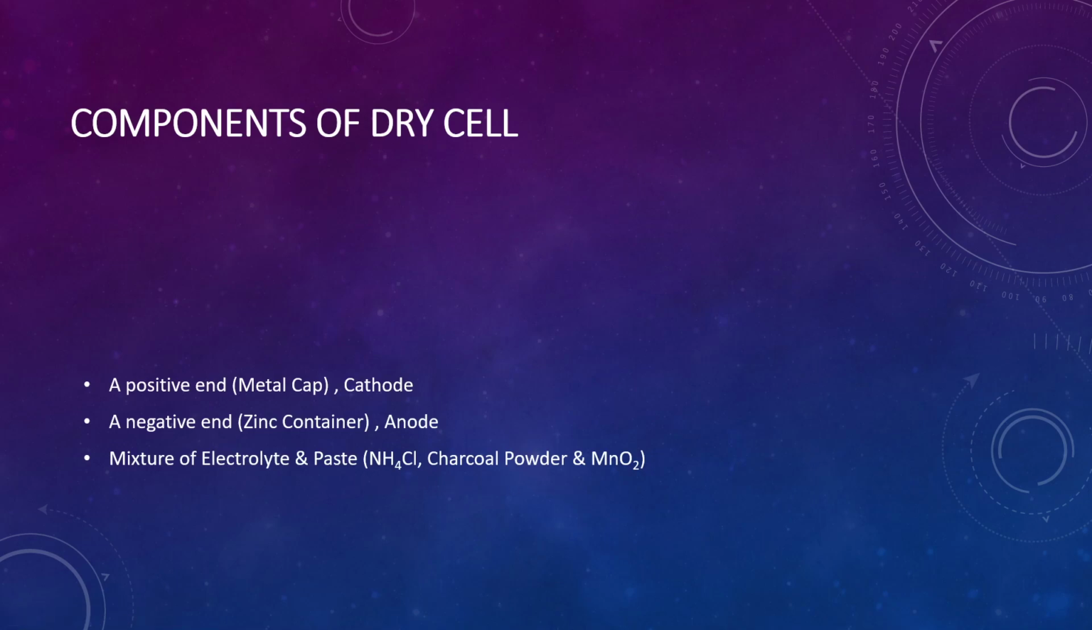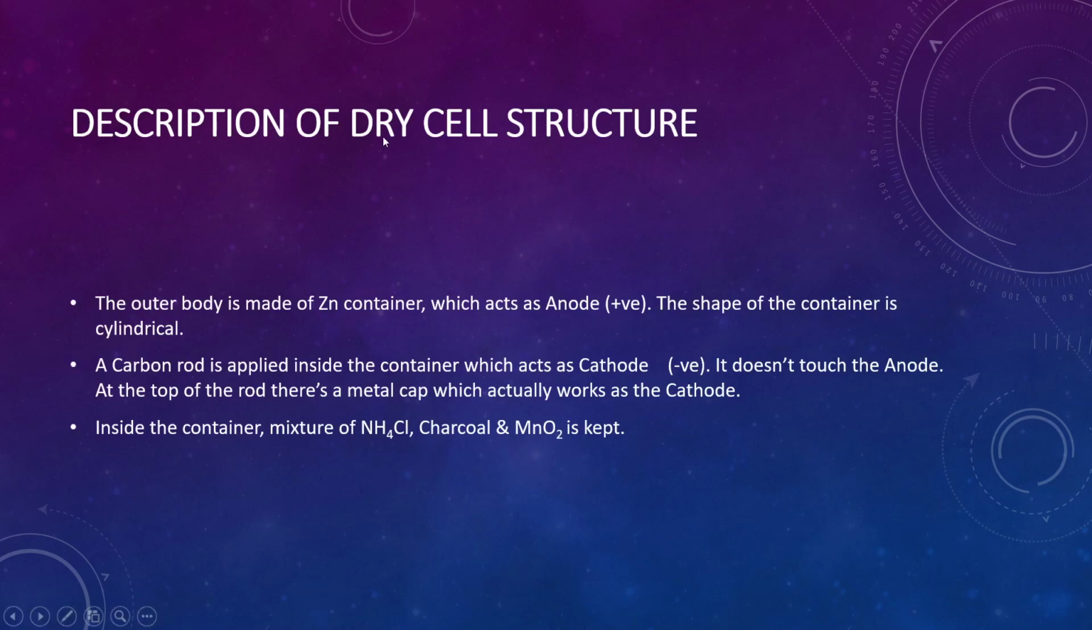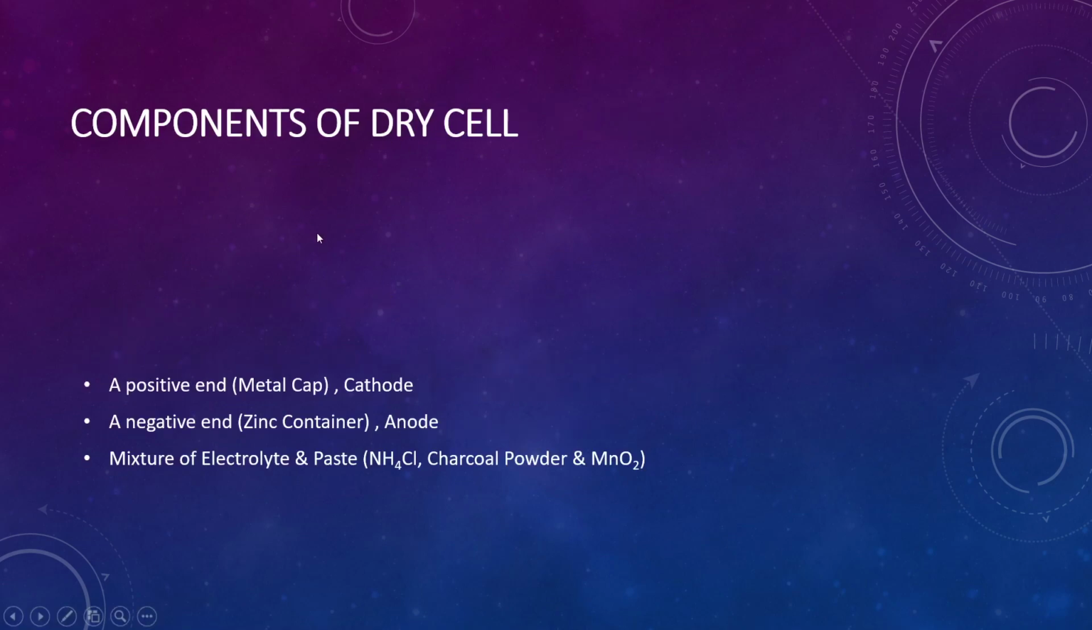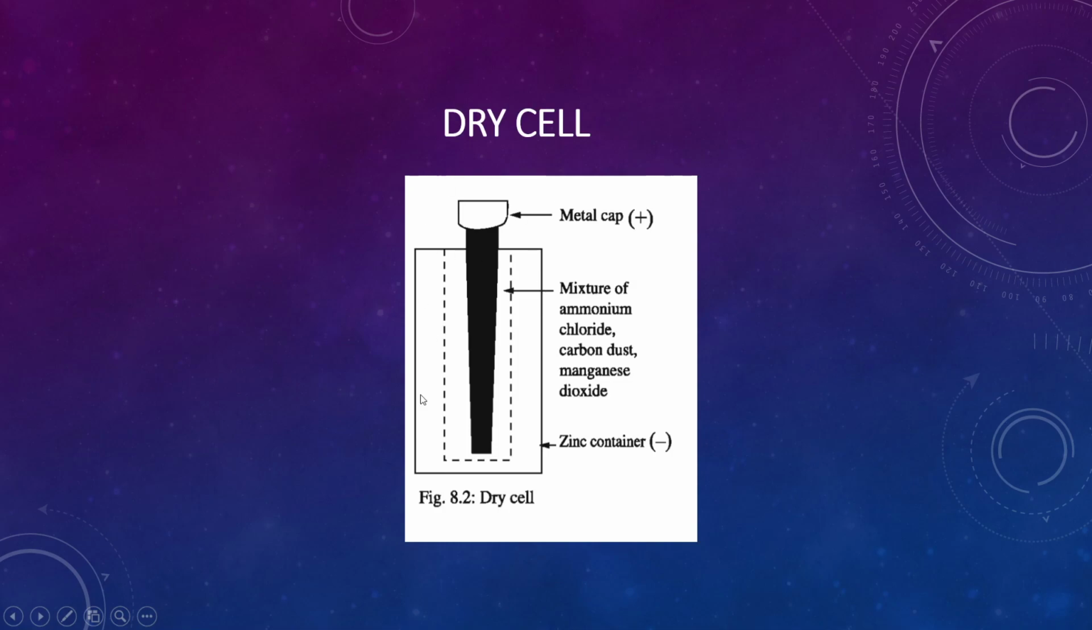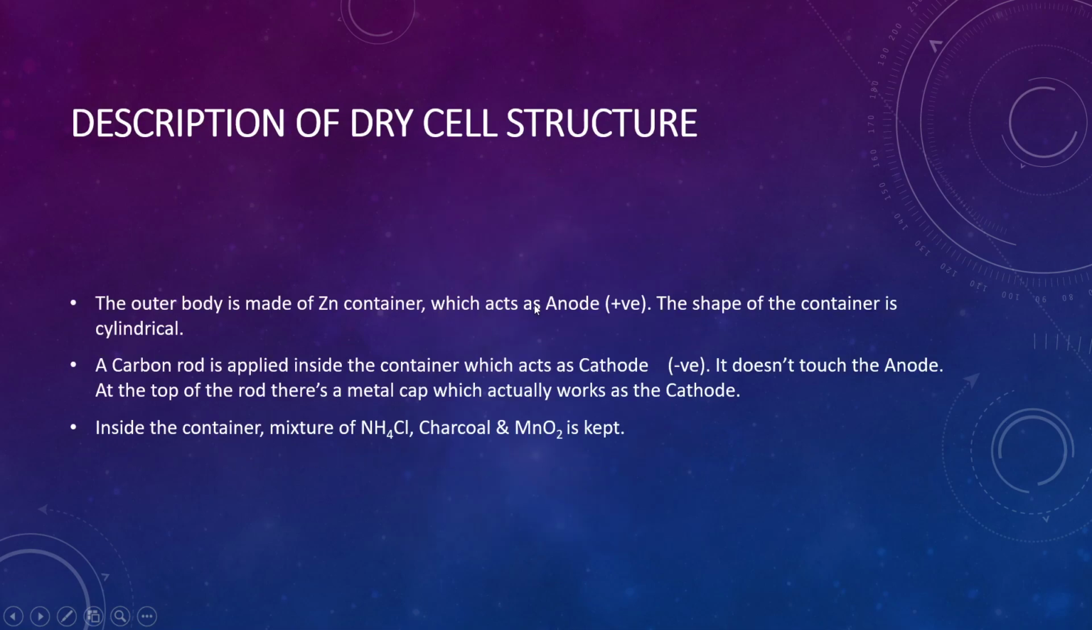Let's see the details. The description of the dry cell structure. We have taken a closer look at this structure, and these are the details. The outer body is made of a zinc container, and the shape of the container is cylindrical. Please keep that in mind. If we see a battery in real life, we see that the shape of the battery is cylindrical. So this body is cylindrical, and the outer layer is made of a zinc container.